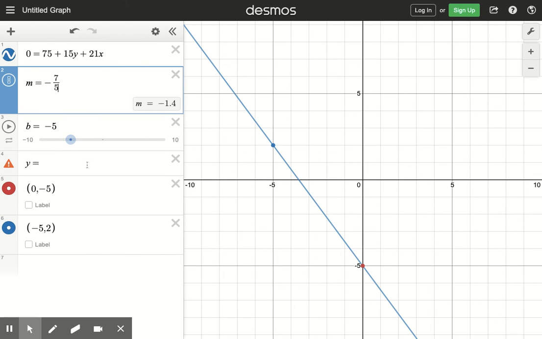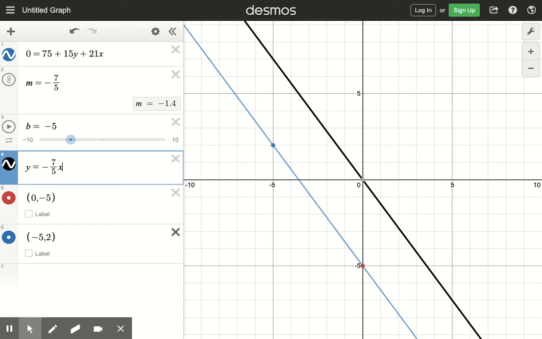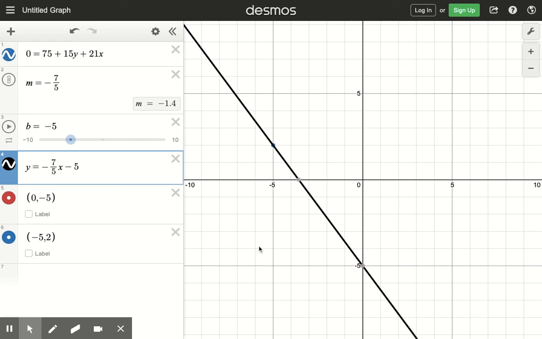And then we can write our pieces and make sure that we have the correct equation. So negative 7 divided by 5, x, and then minus 5. And it ends up being the same line. So then we did it correctly.